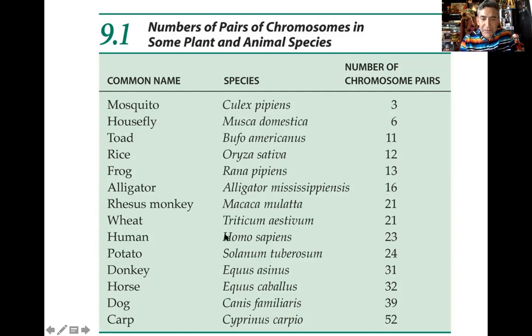Now we come down here to humans. The human haploid number is 23. So there's 23 chromosomes in the sperm, 23 chromosomes in the egg. When sperm and egg unite in fertilization, N plus N, 23 plus 23 equals 46. You will have to know those numbers for your exam. So the haploid number is 23, which means our diploid number is 46. We're right in between wheat and potatoes, which is kind of weird, but that's the chromosome number of different species.